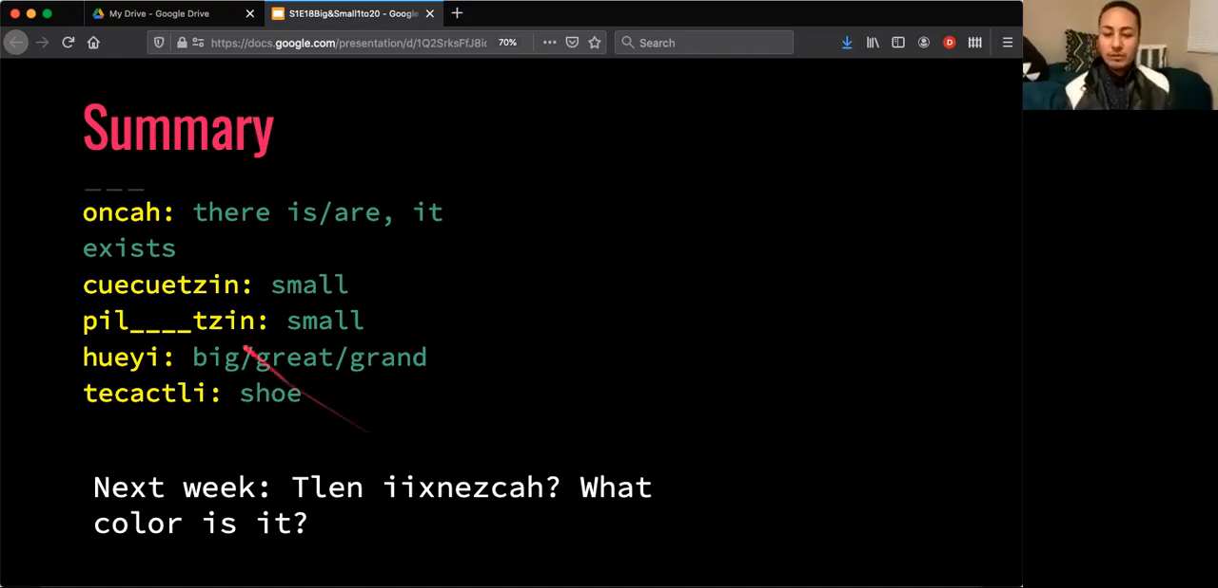So we have onka, which means there is or there are, or it exists, and that can be used with inanimates or animates. Kwekwetzin is the standalone word for small. Then we have pil, then the noun, and then tzin, which means small. And the word piltzin also means small, so I should add that. Hueyi, big, and tekatlishu, because that was a new word.